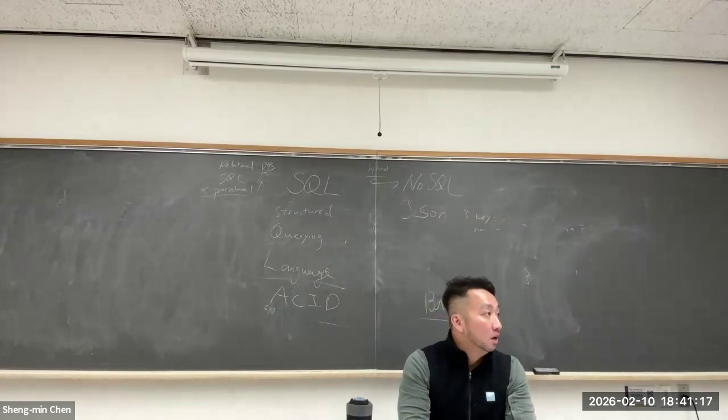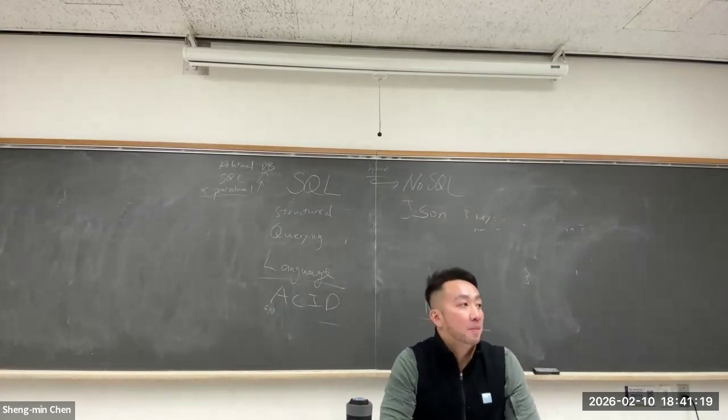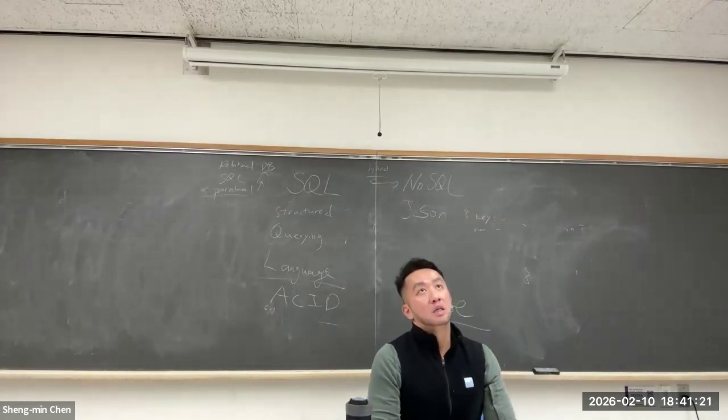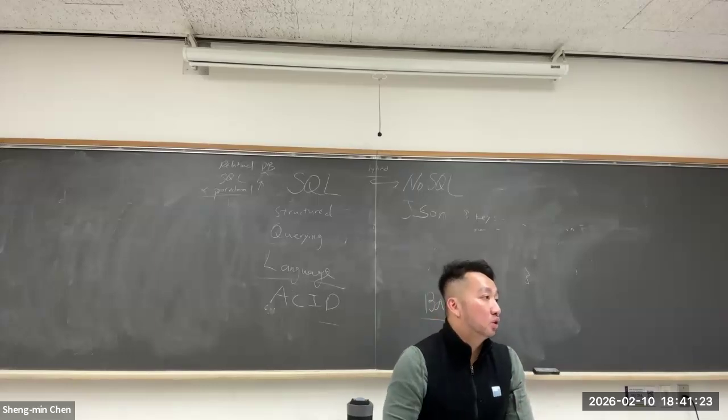Does that make sense? All or nothing. So think about this as referring to the characteristic of a transaction for a relational database. What is a transaction? Think of it as a try-catch block. Very simple, try-catch block, right?